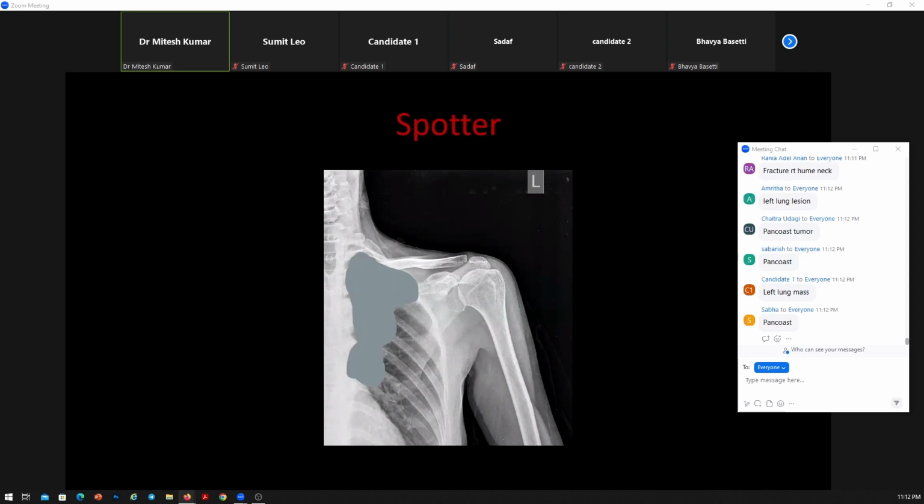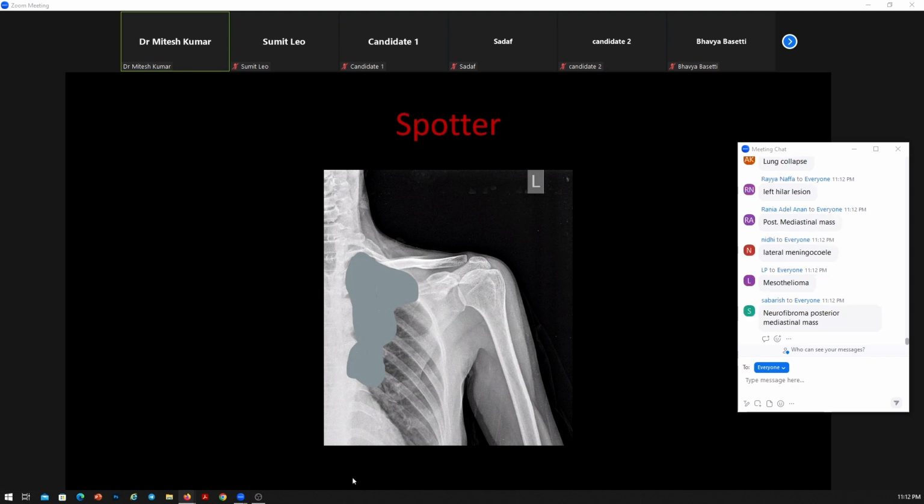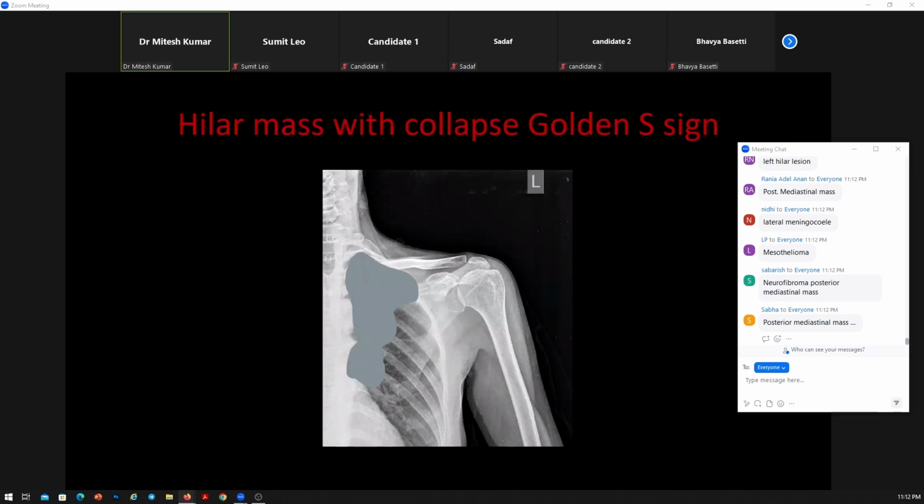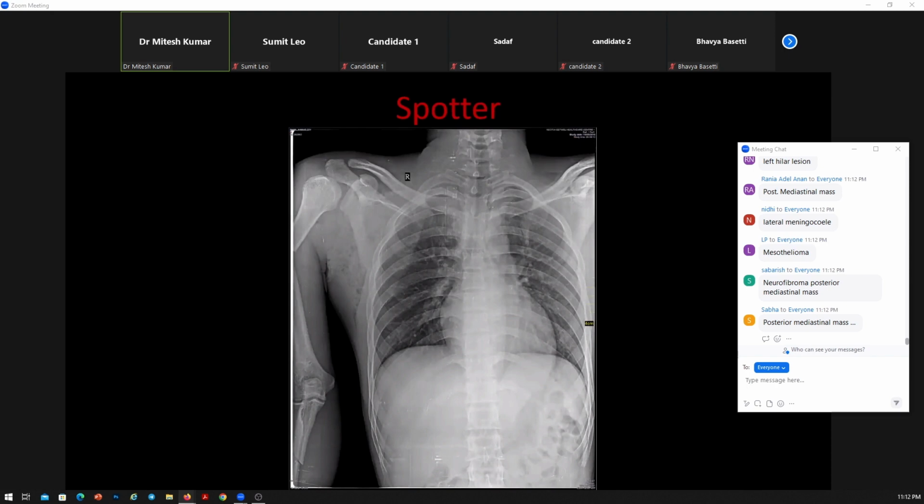Pancreas tumor won't be this big. Yeah, it's a bit tricky, I understand. So this is actually a hilar mass producing a Golden S sign. So left upper lobe collapse, hilar mass. Next X-ray.